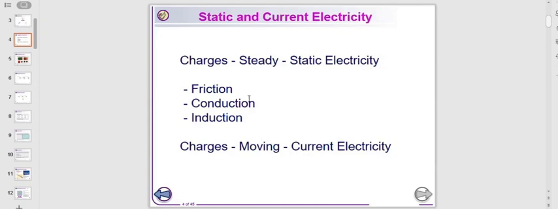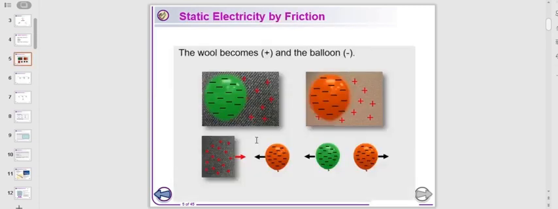I hope you remember the static electricity. We had seen the three ways to generate static electricity. Those were friction, conduction, and induction. And we had seen for friction static electricity that the balloon was rubbed over the woolen cloth. And in this process, what is happening? The electrons from the woolen cloth are transferring to the balloon.